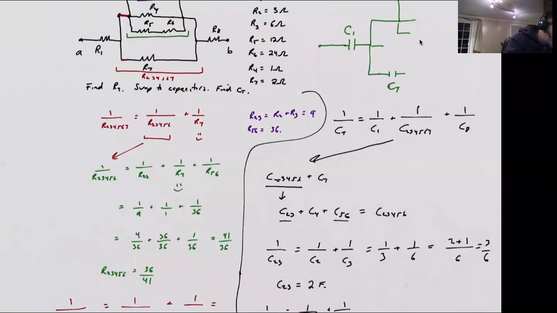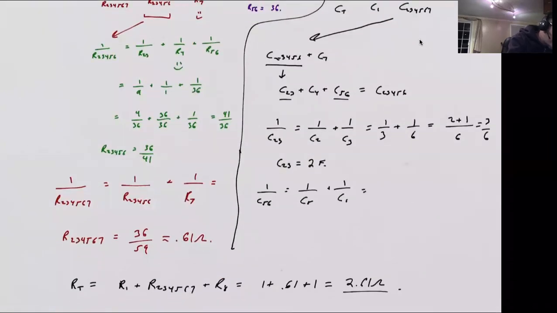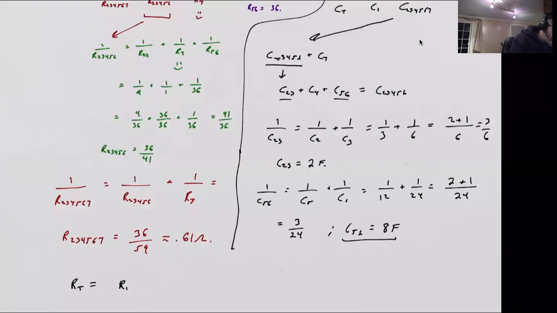Using our numbers for C5 and C6, 12 and 24, it's 1 over 12 plus 1 over 24. Again, a common denominator of 24. This is 2 plus 1 over 24, which is also known as 3 over 24, which means that when we take the inverse, C5, 6 is going to be 24 divided by 3. This is going to be an 8 farad capacitor. Again, I'm just going to get rid of the answer from before because we've already done it. Cool.